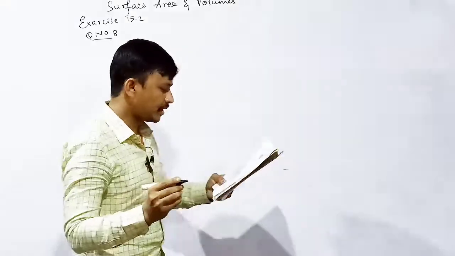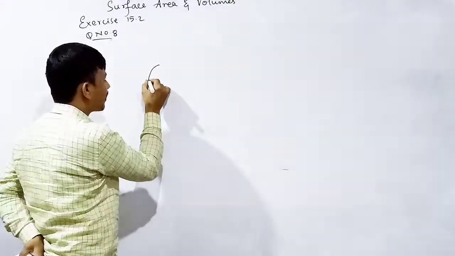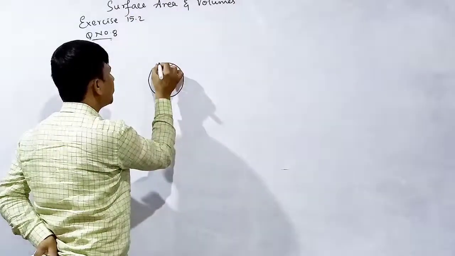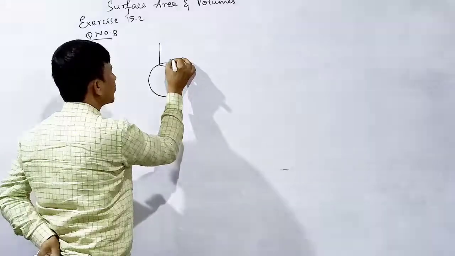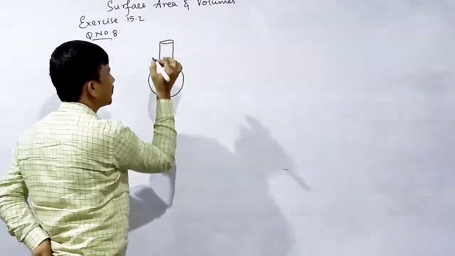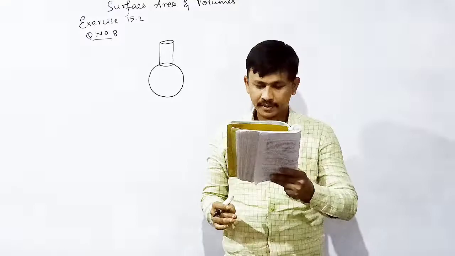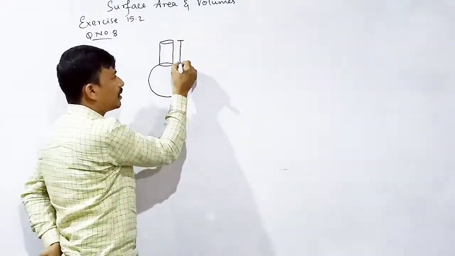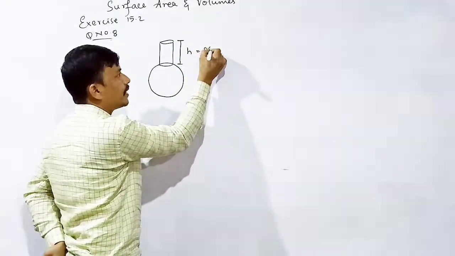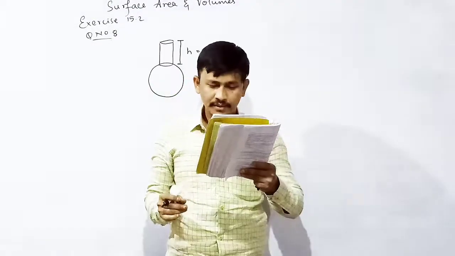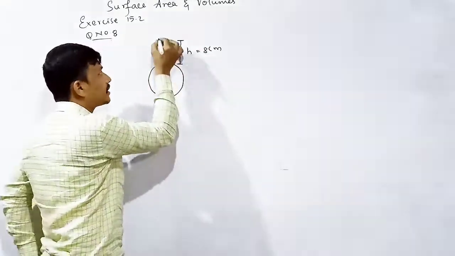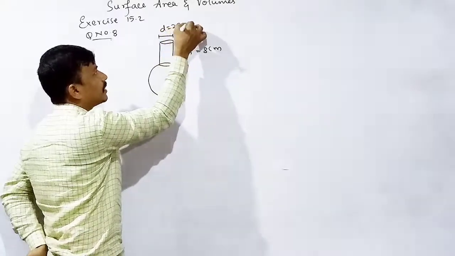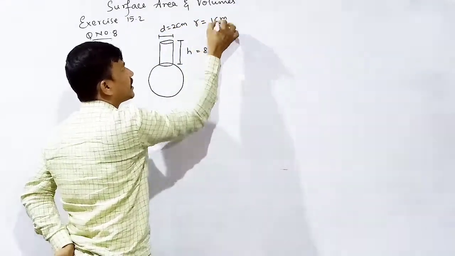A spherical glass vessel has a cylindrical neck. Consider one spherical glass vessel which is having what? Cylindrical neck of 8 centimeter length. Length of the cylinder is nothing but the height of the cylinder. H is equal to 8 centimeter. Then 2 centimeter diameter. What is the diameter of the cylinder? D is equal to 2 centimeter. That means radius R is equal to 1 centimeter.